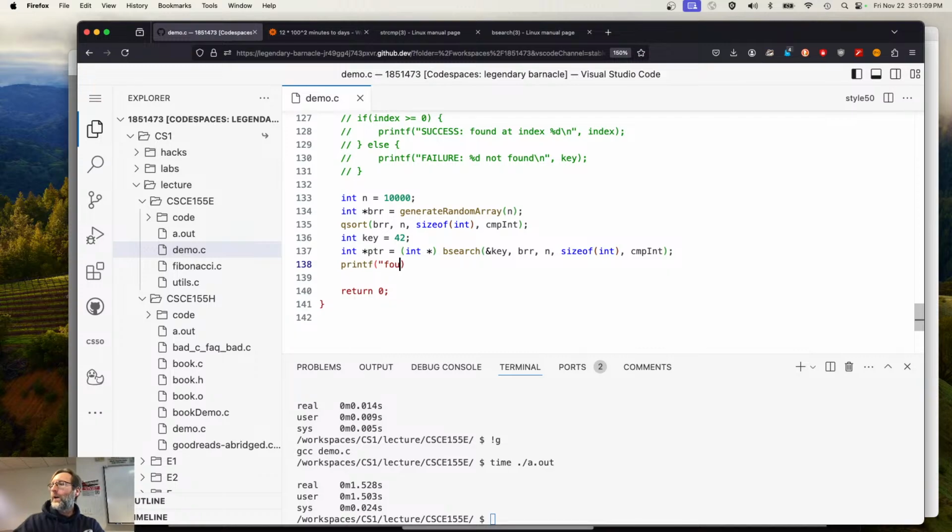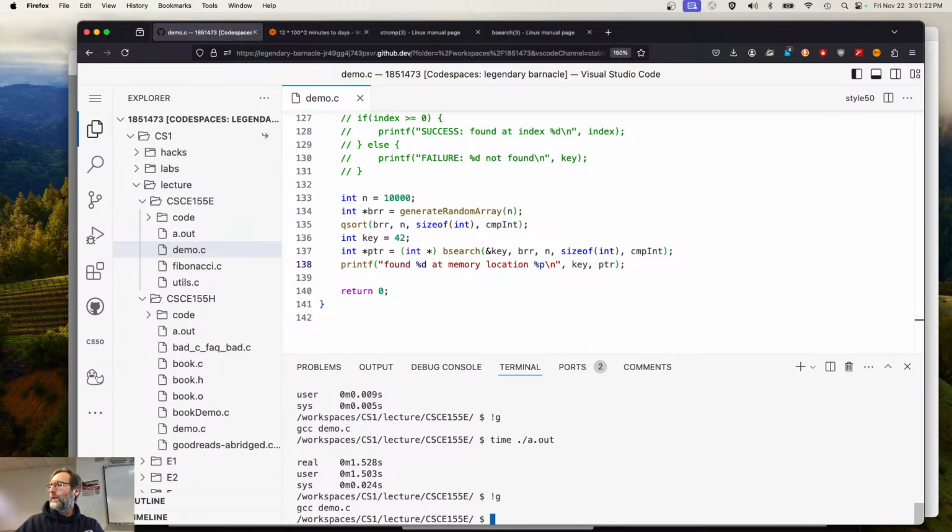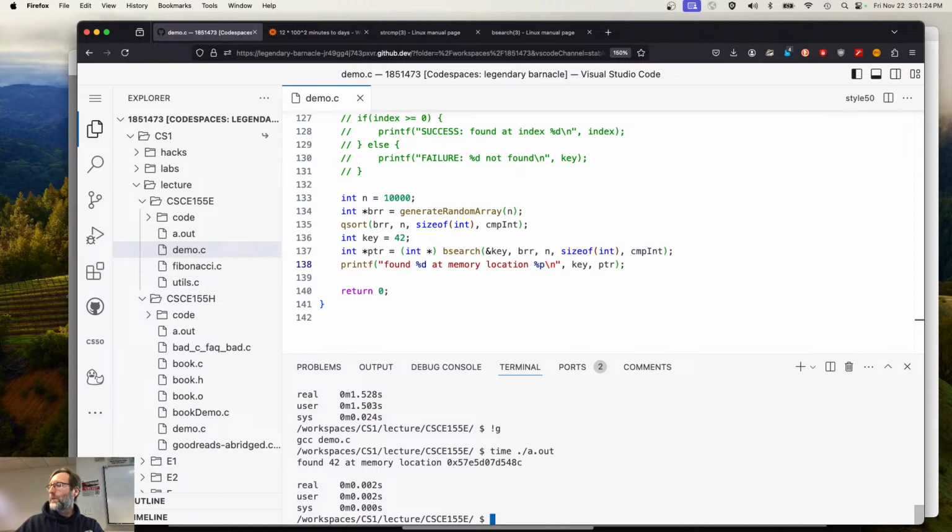Printf found %d at memory location %p and the line. Right? And then we will say key and PTR. There. GCC. And we can time it, whatever. Found 42 at that memory location. Right? Cool. I don't have to write my own binary search either. Right? I don't have to write my own linear search either. There's lfind, right? And we can look at that after the break as well.